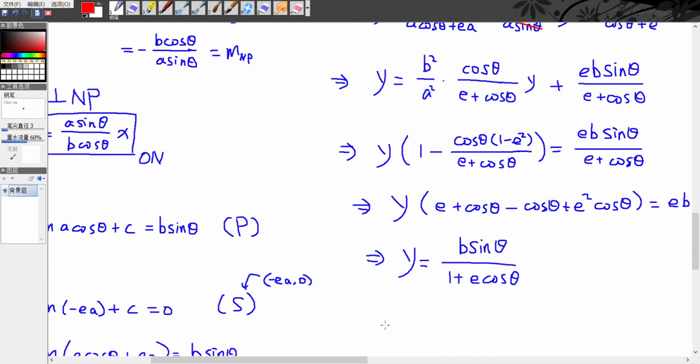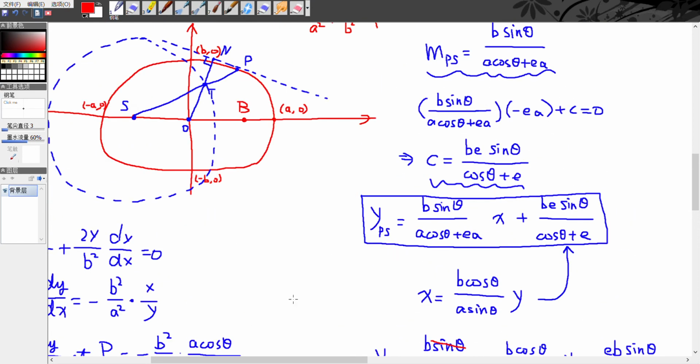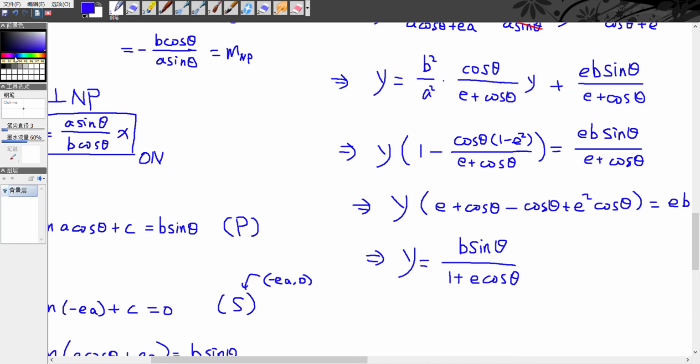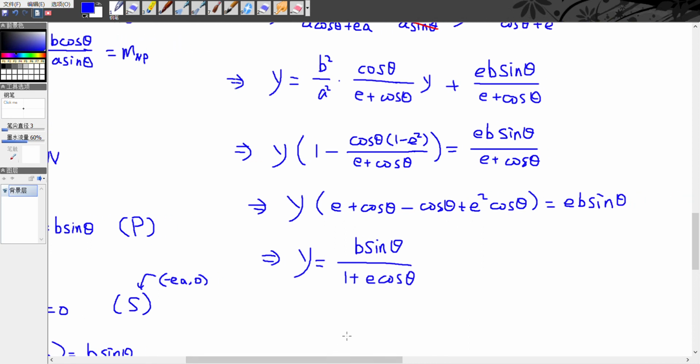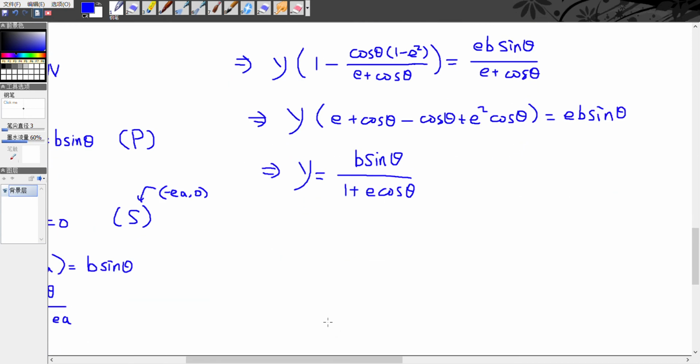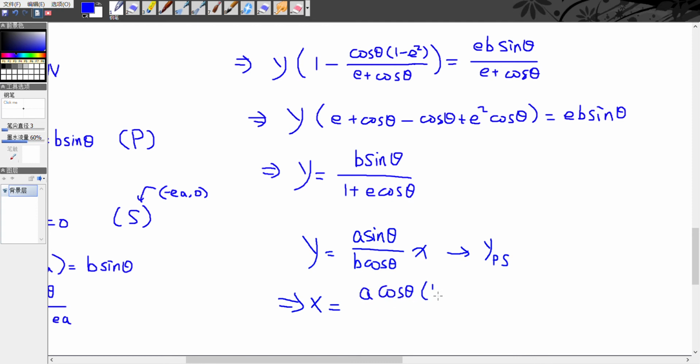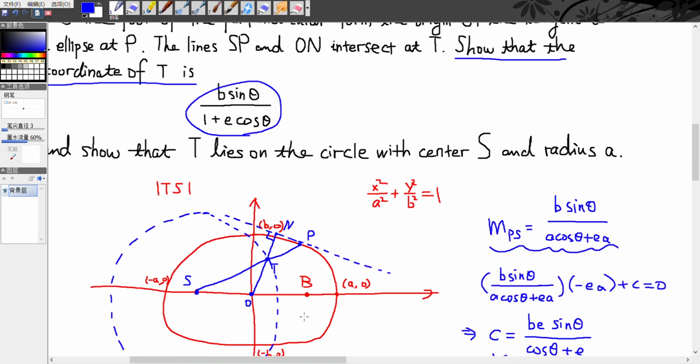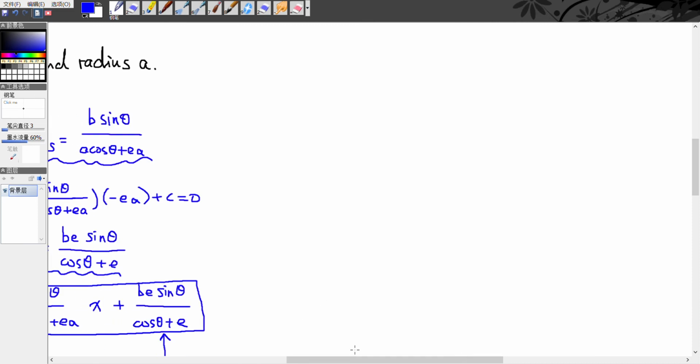In order to do this, we must have the x coordinate of T as well. But I'm not willing to do that because it is super messy, but the idea and the procedure is super easy. We just need to substitute y equals a sine theta over b cosine theta times x into the line y equals the expression. Then we can get x is just equal to a cosine theta times 1 minus e squared over 1 plus e cosine theta. So this is our x value for the point T. Then the final thing we need to do is just to evaluate TS.